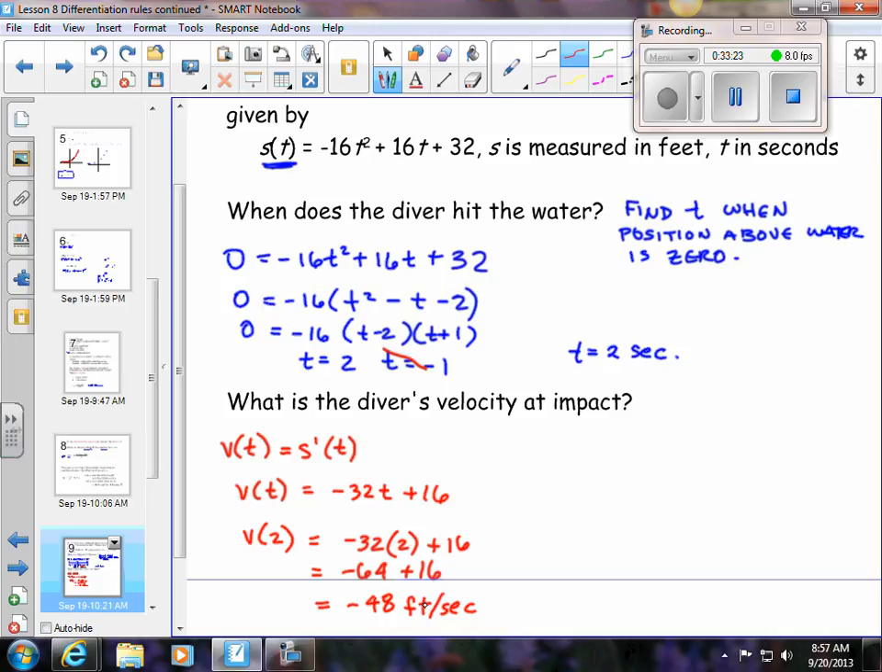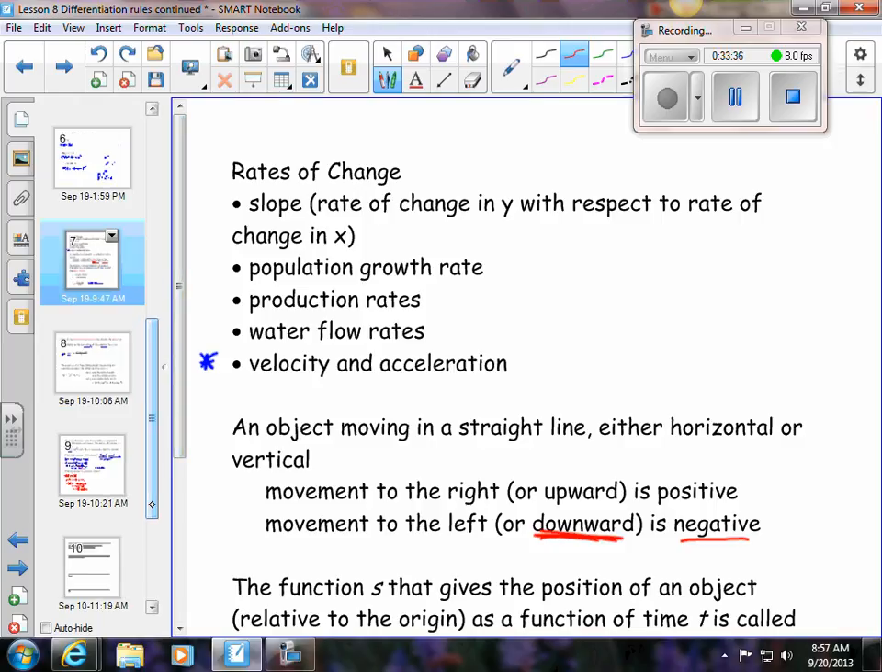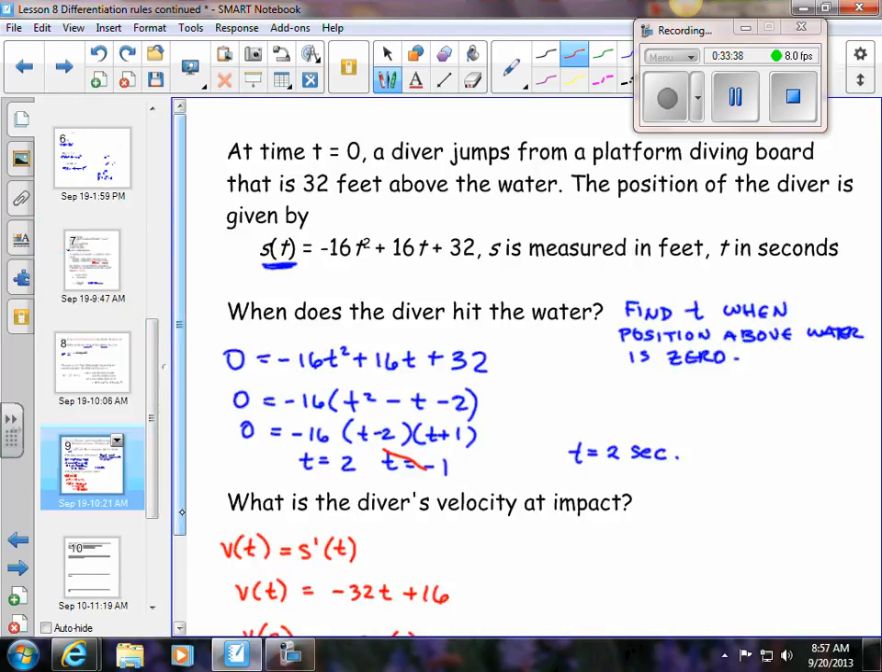Why is the velocity negative? Because he's going down. Movement downward is negative. Okay? We doing all right?